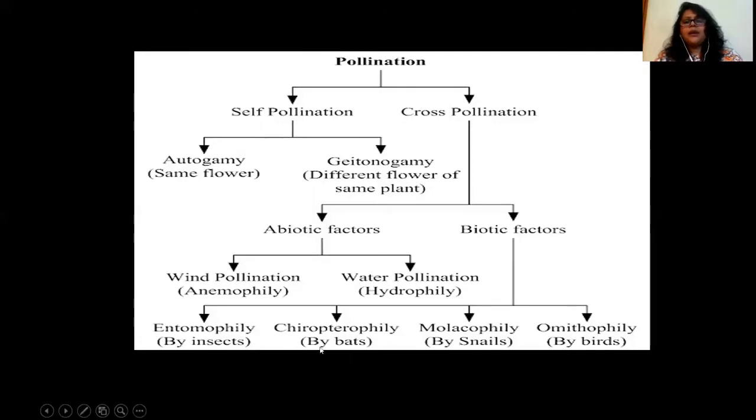So, if the pollination occurs by bats, it is called chiropterophily. If the pollination occurs by snails, that is, the ones we call snails, it is called malacophily. If the pollination occurs through birds, it is called ornithophily.